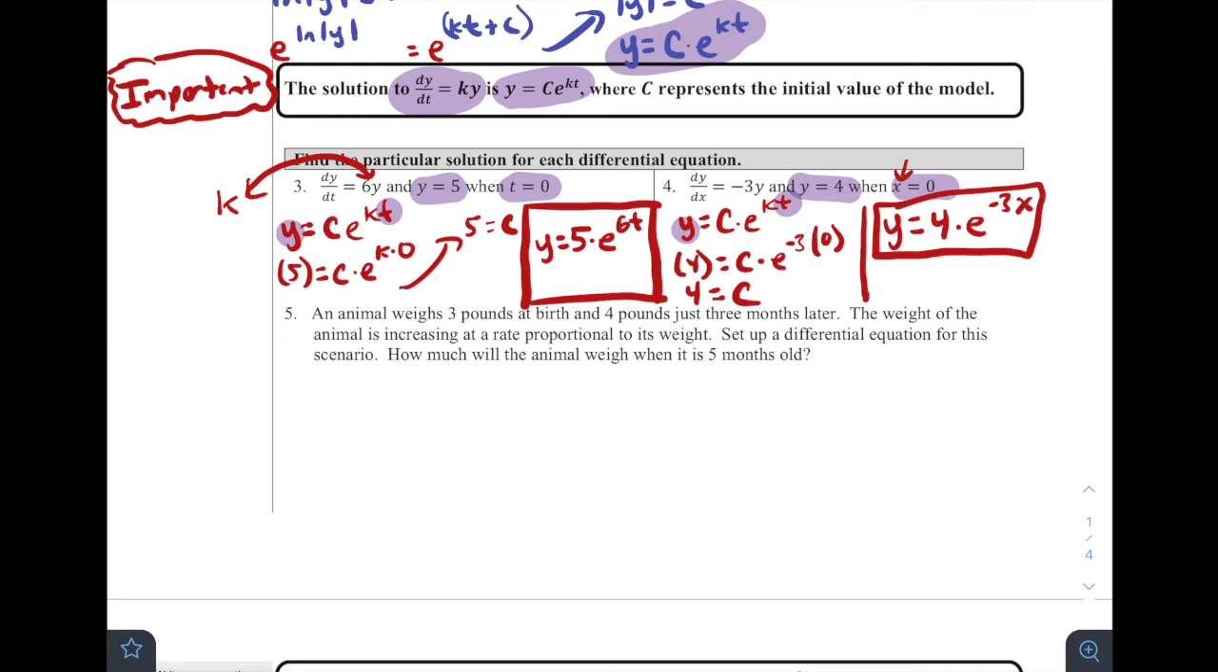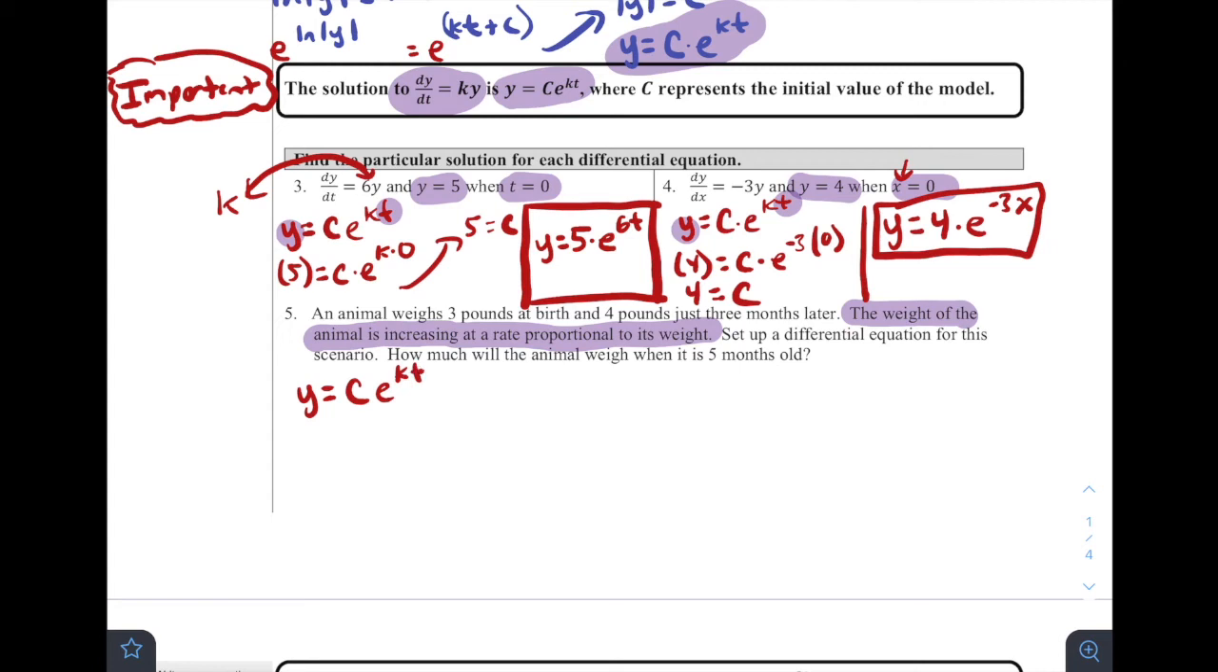Key thing I'm noticing here is they're saying the weight of the animal is increasing at a rate proportional to its weight. That is an exponential model. So because they're telling us that, I get to jump to this shortcut and say that I know my solution is going to be of this form, y is equal to c times e to the kt power.